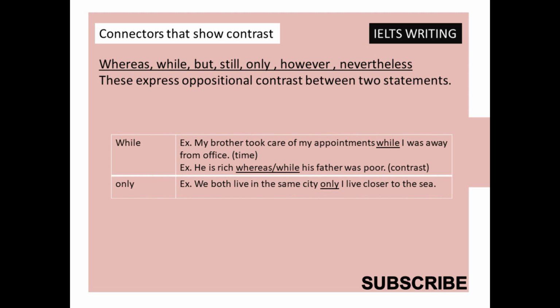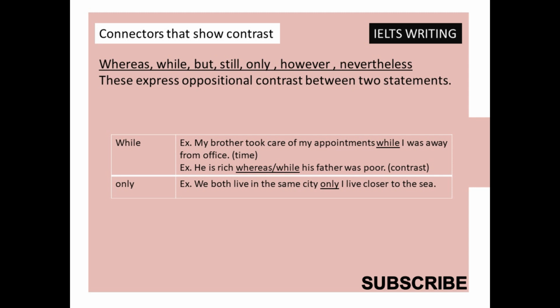Next, whenever we use while as a conjunction or connector, it gives us different meanings. We can use it regarding time, or we can use it regarding contrast. To show time, for example: my brother took care of my appointments while I was away from office. Here it shows time, the period while I was away from office.